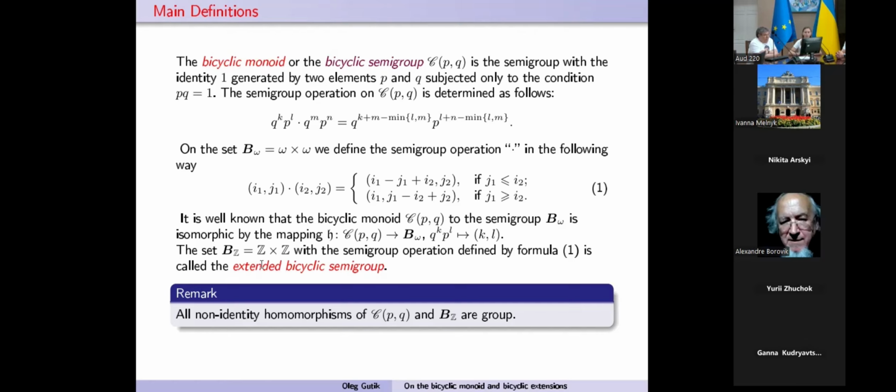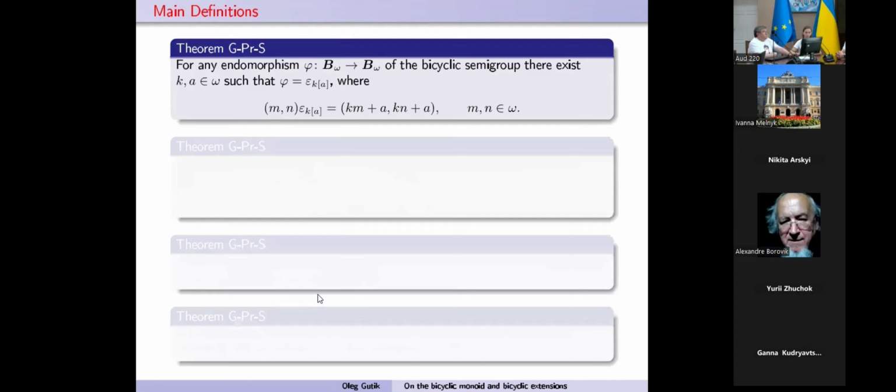Also, any non-isomorphic homomorphic image of the bicyclic semigroup or the extended bicyclic semigroup is a cyclic group. So, first question: what are the endomorphisms of the bicyclic semigroup and the extended bicyclic semigroup?